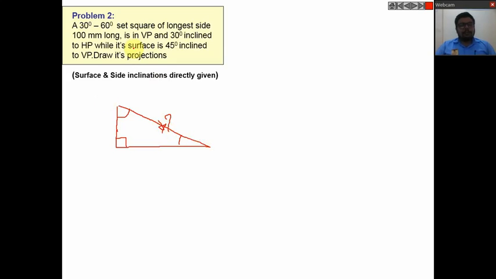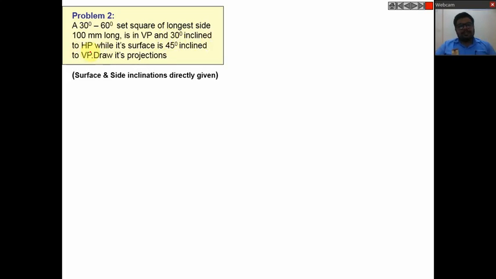Is in VP. So the first problem which we solved, in which the rectangle was on HP, it means it was lying on HP. But here it is on VP. It means it is lying on VP, or you can say that it is parallel to VP. Then 30 degree inclined to HP.